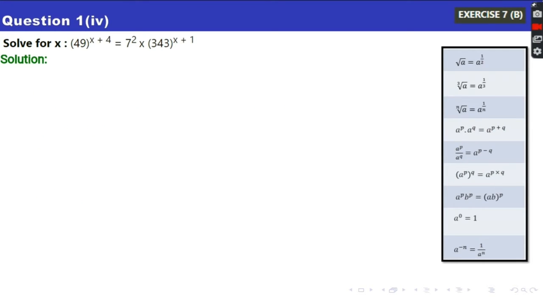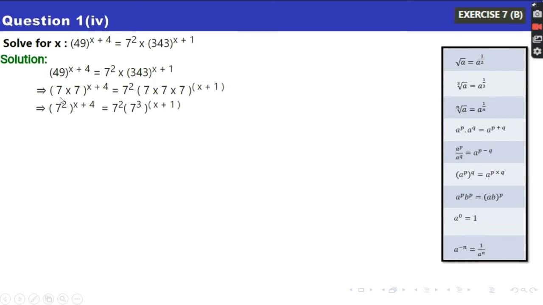So let's have a look at the next problem now. The question says, solve for x again. As usual this is given to us. So you know 49 can be factorized. Similarly 343 can be factorized. When you factorize 49 you get 7 into 7, and when you factorize 343 you get 7 into 7 into 7. See, the power is x plus 1.